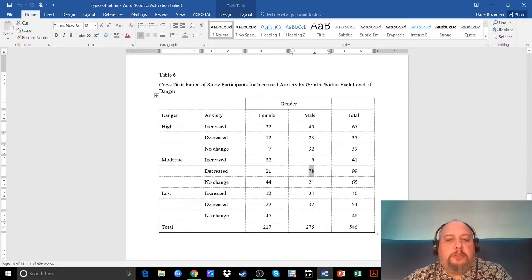This also helps us with interpretation. Because then what we want to do is, as we interpret this, we want to find commonalities. So if I wanted to talk about females with increased anxiety, then what I can do is I can just sit here and highlight these. They're all female. They all experienced increased anxiety. The only difference is the level of danger.